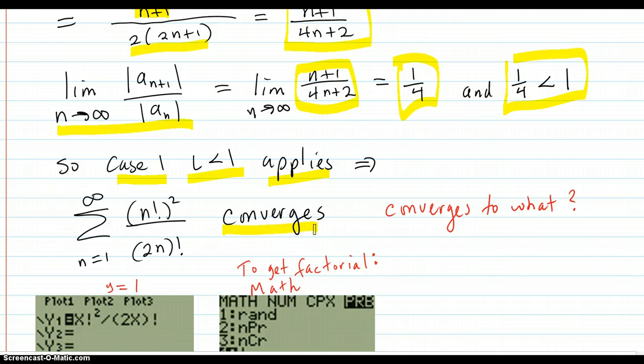Now, you might be thinking, converges to what? Well, that's not part of the original question, but we can still answer it. Converges to what? It does not converge to 1/4. No, not 1/4.